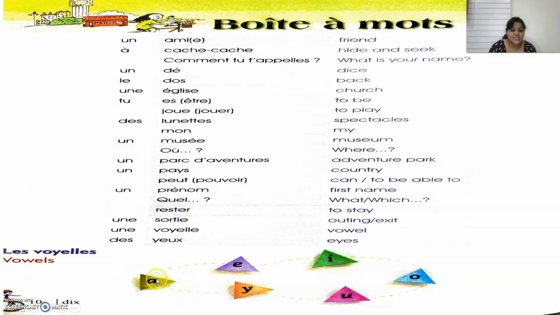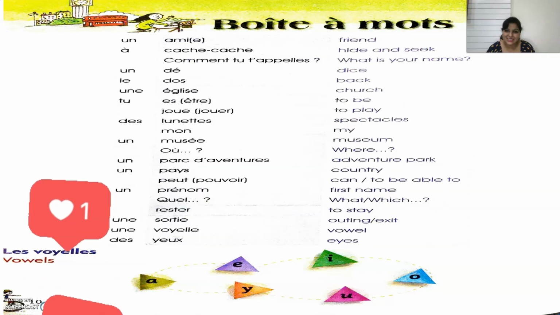And underneath they have given you the list of the vowels. It's written les voyelles, that are vowels. So which are les voyelles? A, E, I, O, U and Y. So we have completed lesson number 1 of the Idées Zéro book. I hope it's clear to you.